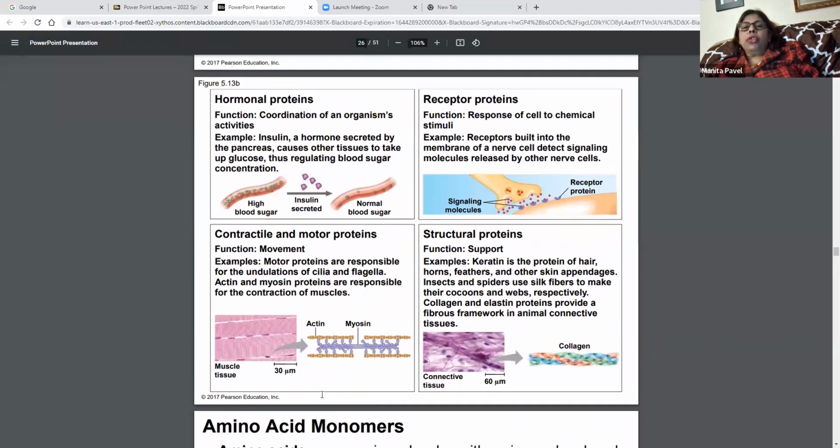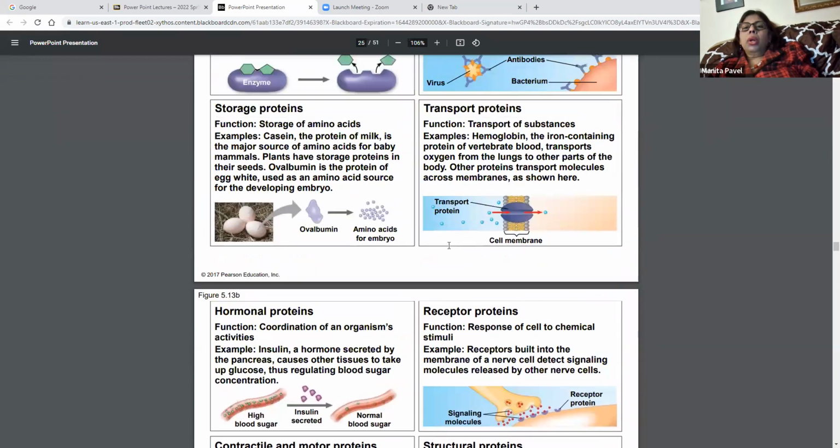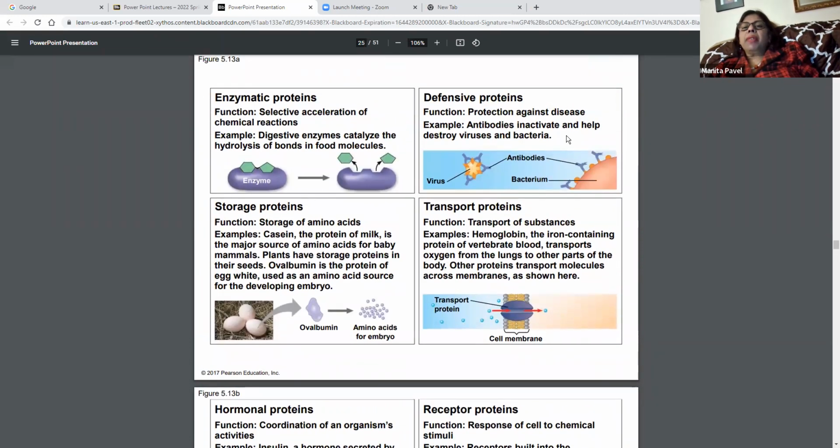Let's go next to defensive protein, another function. Defensive is to build up our immune system, to protect us against diseases. So some proteins are defensive proteins. Example is the antibodies, which inactivate and help to destroy the viruses and bacteria.